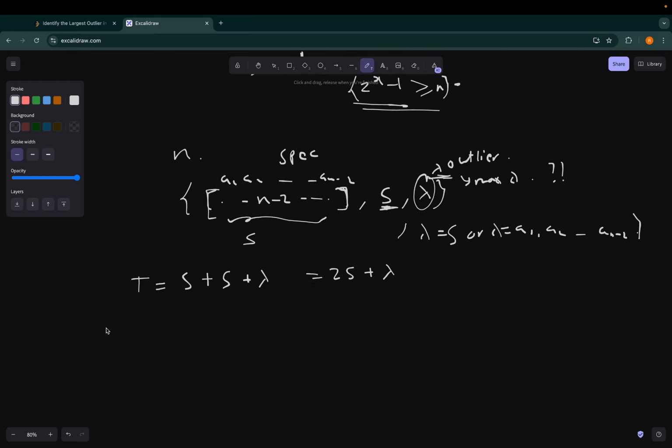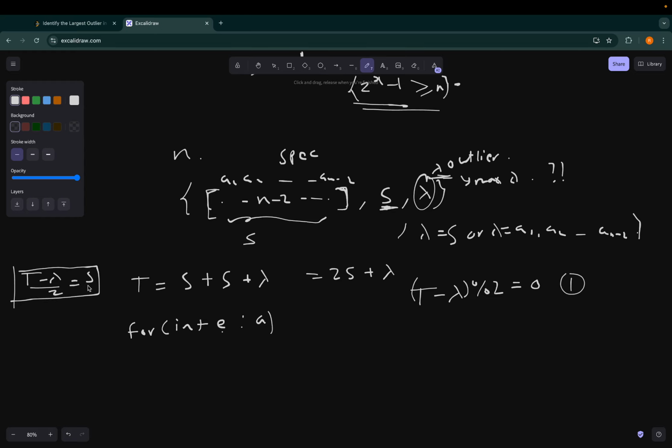So now we will go through each element in the array, and we will assume that element is the outlier. So for int e in array, let's say that e is my outlier. That means t minus lambda mod 2 should be 0, right? This is the first condition, because t is 2s plus lambda. So t minus lambda divided by 2 is s. In order for s to exist in the array, this has to be divisible by 2.